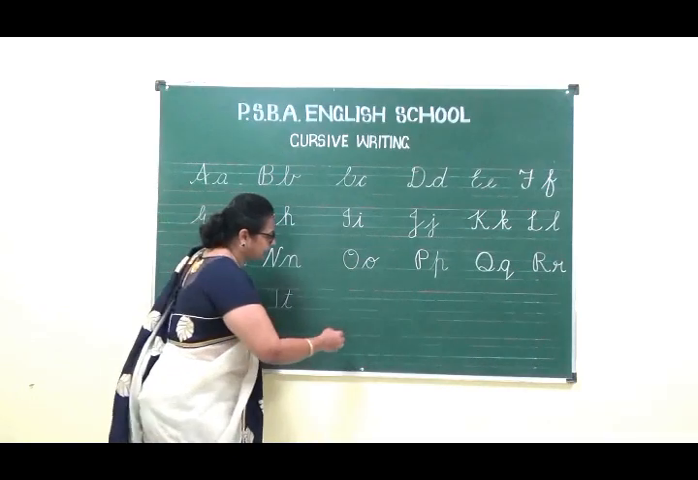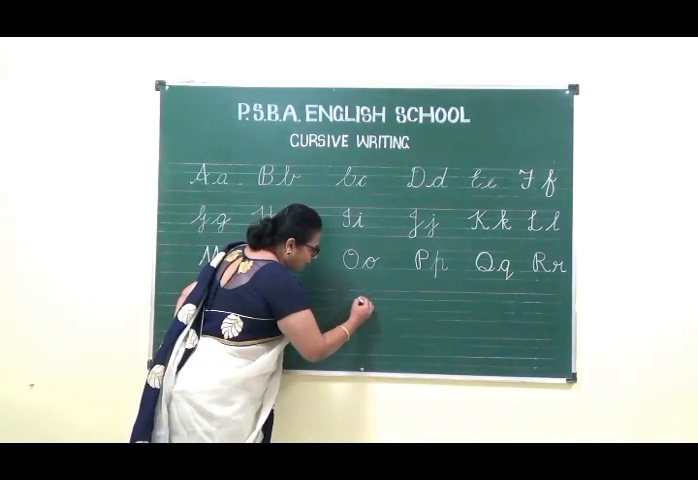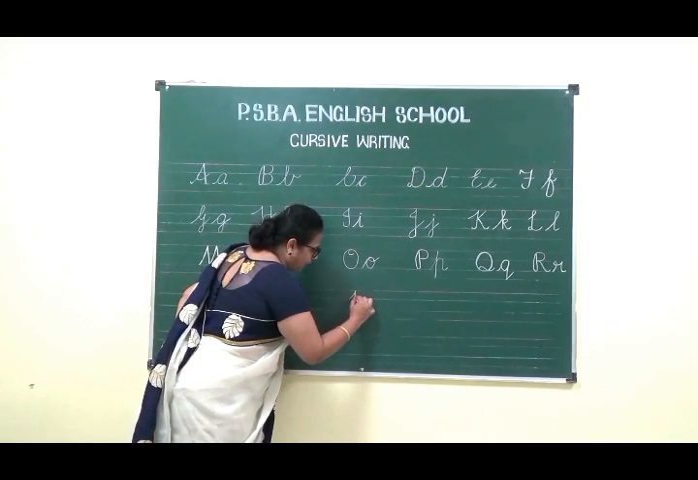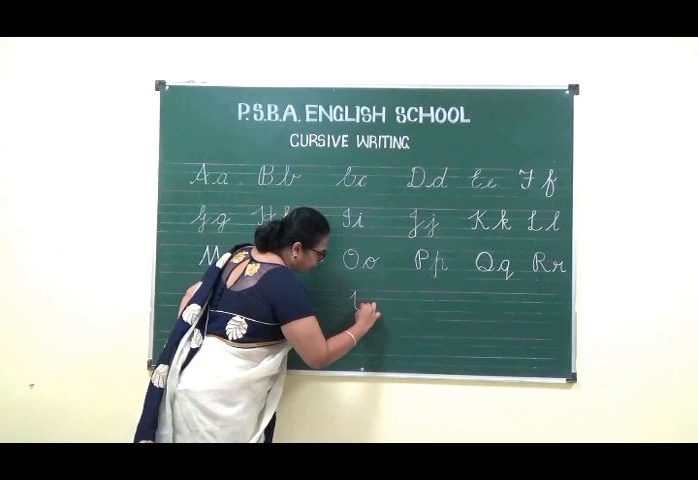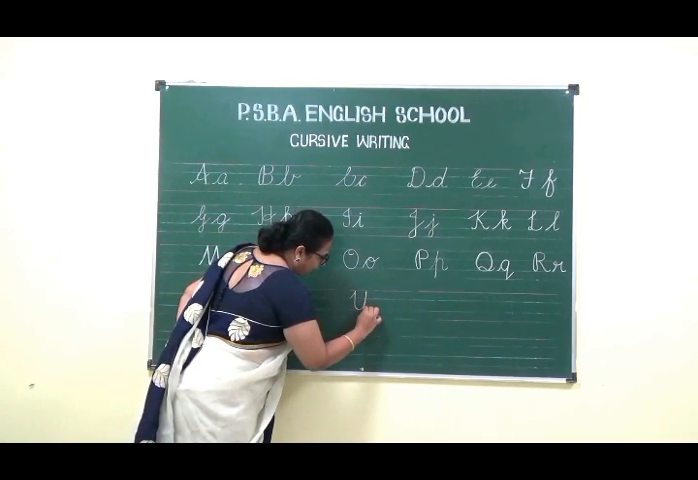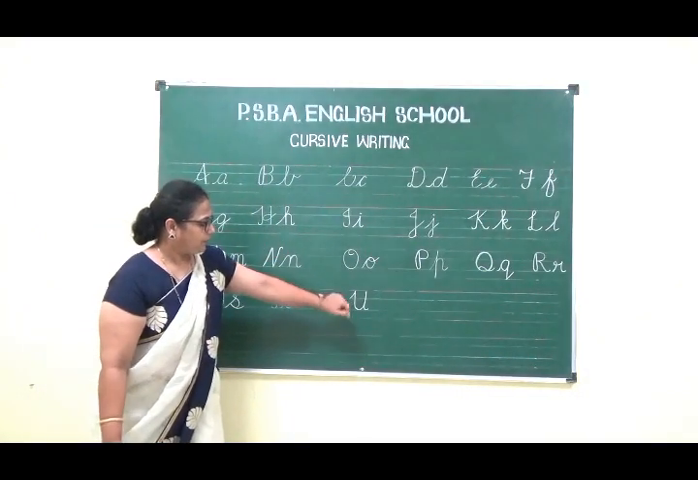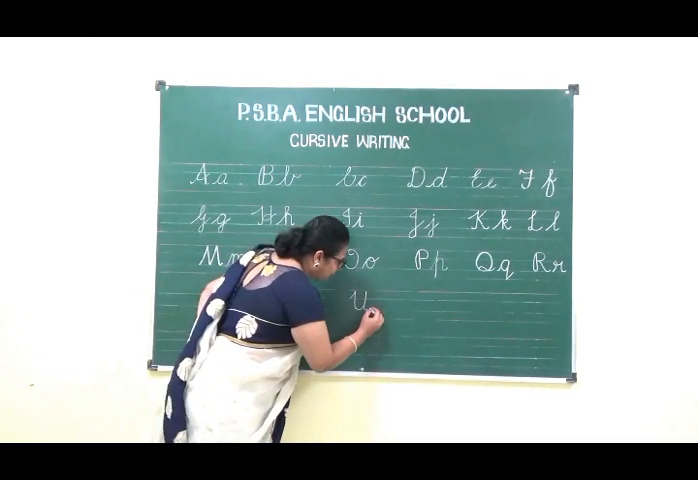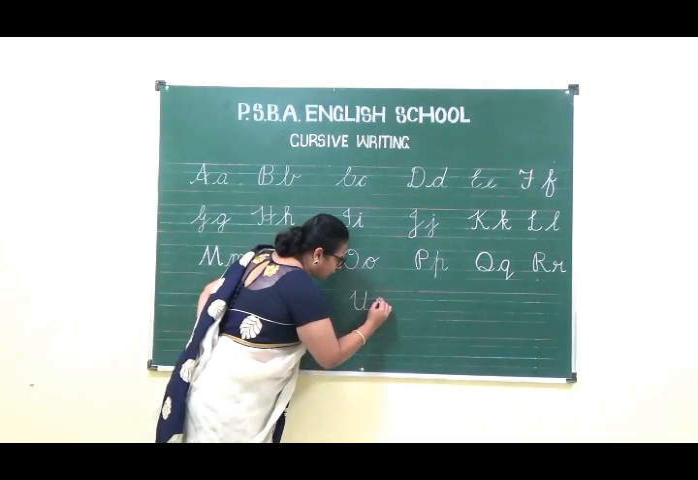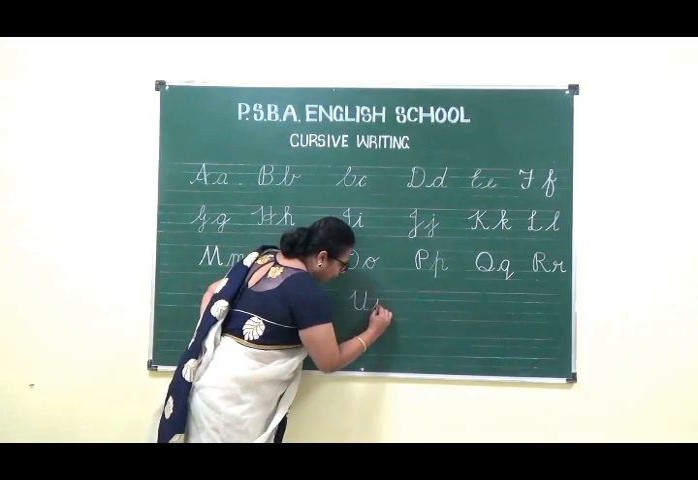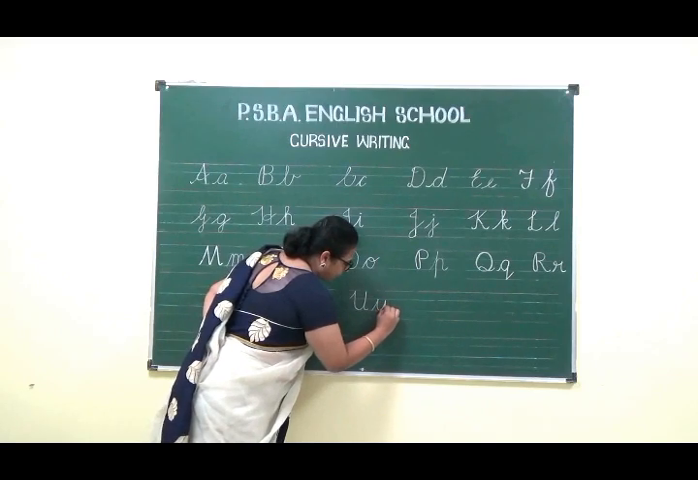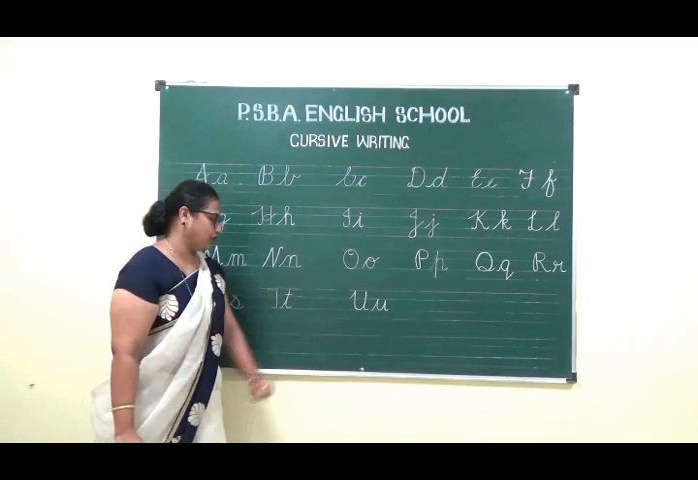The next letter is letter U. From the second line, take a slanting line up to the first, come down to the standing line and a small curve at the bottom, go up to the first line, again come down and end it with a curve. This is capital cursive U. The small cursive U is a slanting line from third to second, come down, a curve, again go up, again come down and end it with a curve. This is small cursive U.